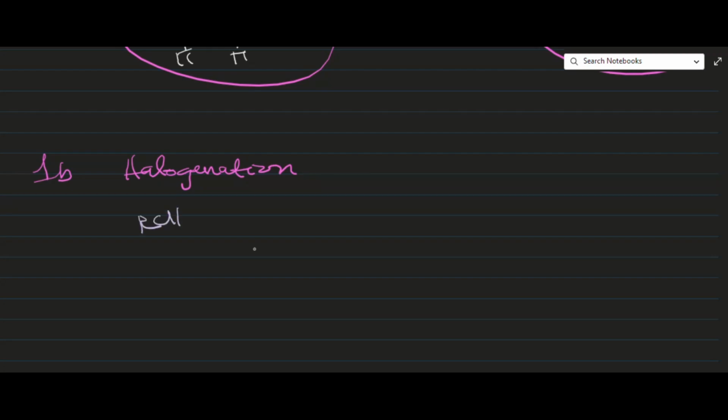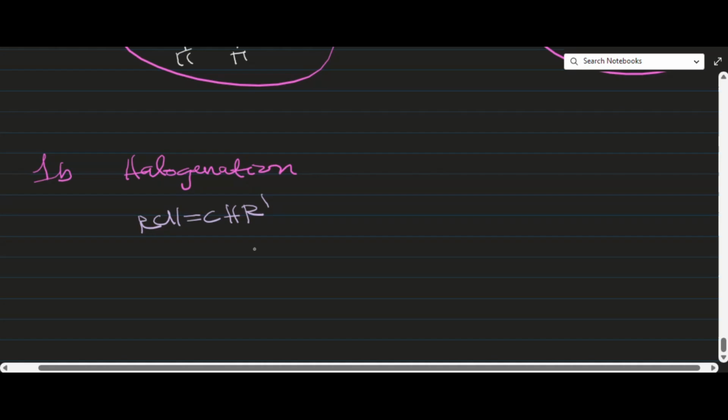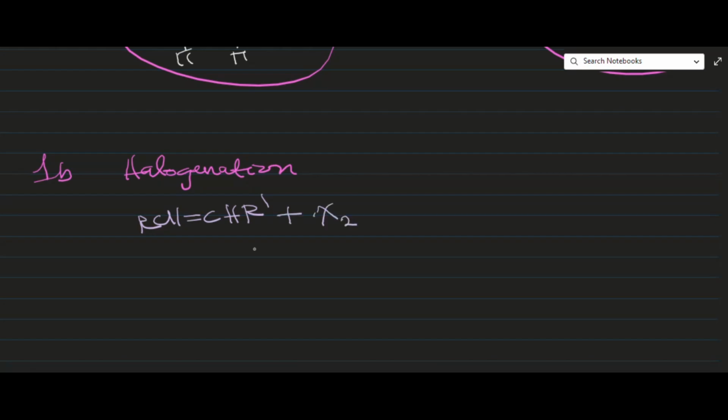Again, RCH double bond CH2, or if you like, you can say CHR prime, reacts with your halogen X2. X can be chlorine, X can be bromine, it can be any one of them. So let's go, our product this time around, just like the way we have it in the case of hydrogen, the halogen atoms will be added across the double bond.